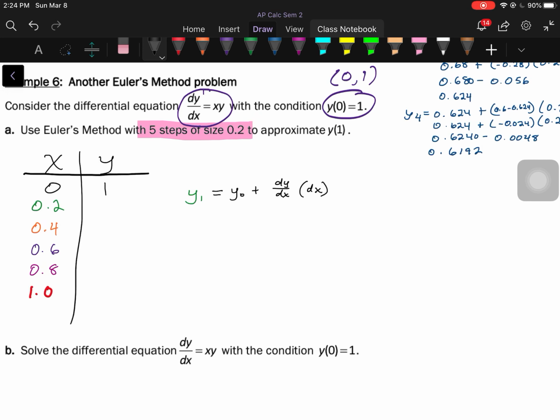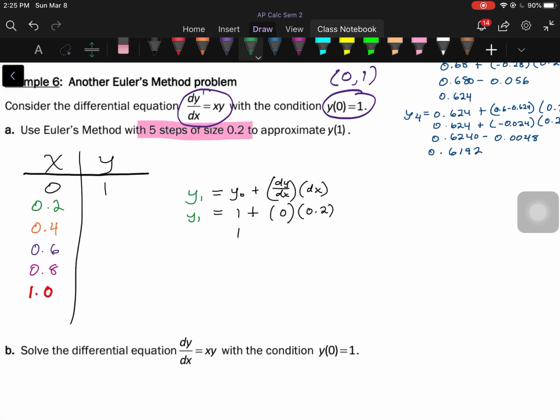In this case, it has both x's and y's in the slope formula, so I'd take the x times the y for that point. The y value actually should be 1. My apologies there, I made a typo, thinking about what I was trying to say and not writing it. I take 0 times 1, which is 0. The change in x is 0.2. This ends up being pretty easy. It's just going to be 1. So my first y value is 1.